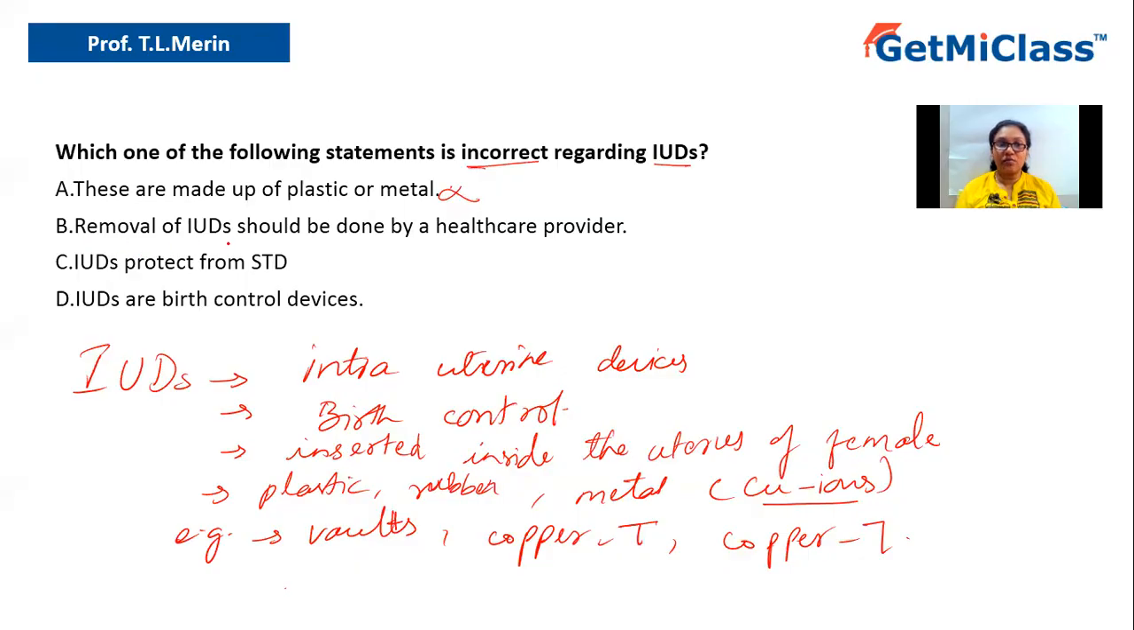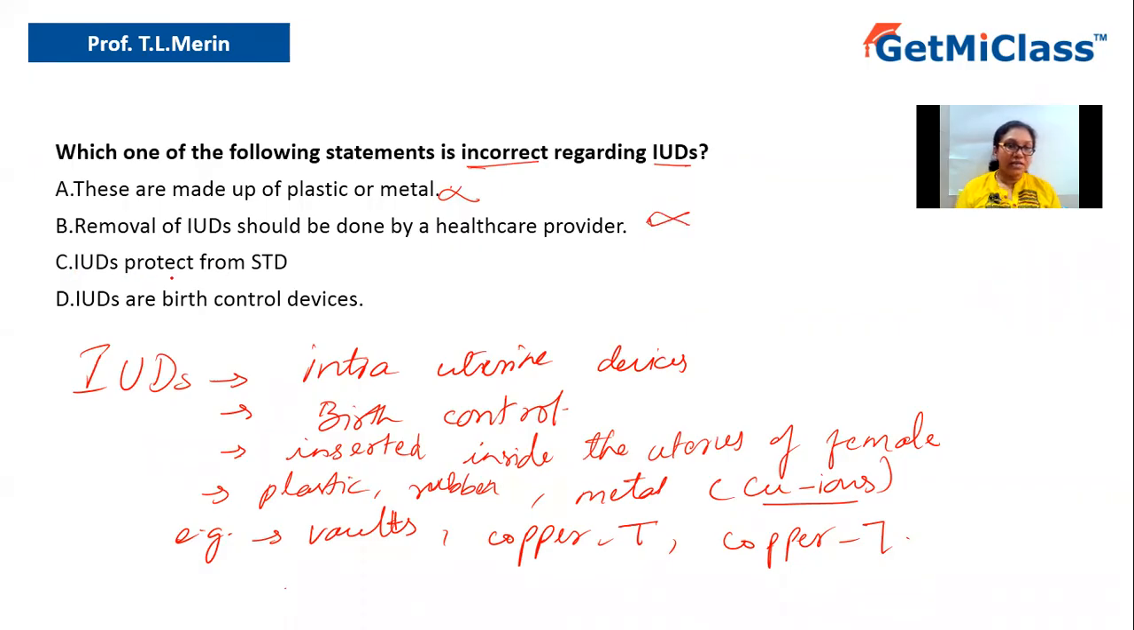Option B says removal of IUD should be done by a healthcare provider. Yes, of course, because it has to be inserted also by a healthcare provider, maybe well trained doctors and even nurses. Because it has to be inserted deep inside the uterus, as well as while removing it, utmost care should be taken. And that can be done only by trained healthcare providers. So that is also a correct statement, but we are looking for the incorrect statement, so we have to rule it out.